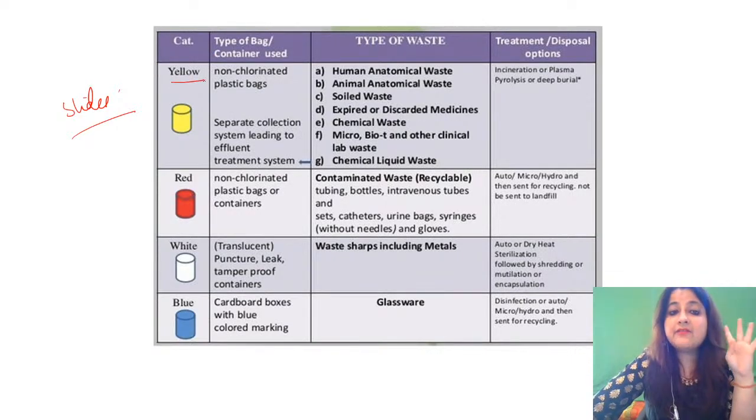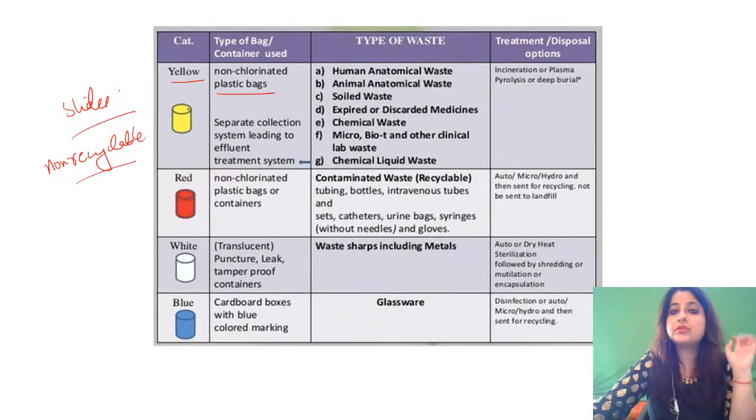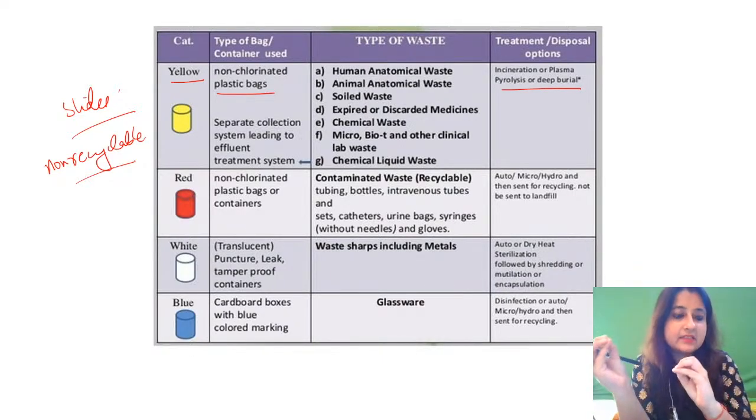Now, look, you have 4 categories: yellow, red, white and blue. Yellow includes non-chlorinated plastic bags. This is the type of container. All the infectious, non-recyclable waste goes into the yellow color bag. This includes anatomical waste, human and animal, soiled waste, expired or discarded medicines, chemical waste, microbiology, biotechnology and other lab waste which is generated, and chemical liquid waste. We dispose of them by incineration, plasma pyrolysis or deep burial.